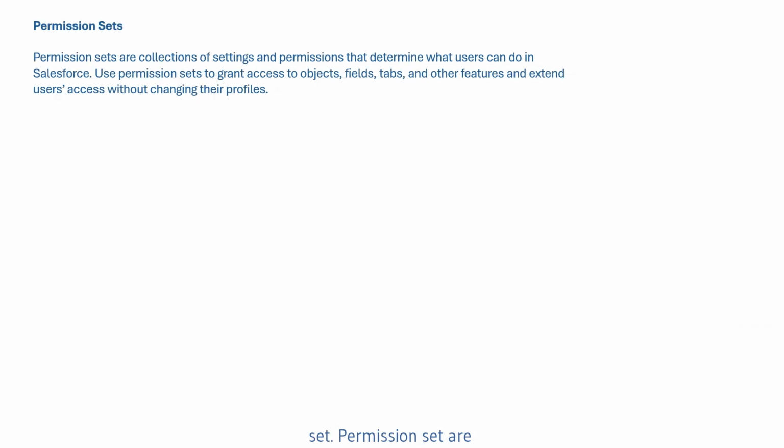Permission set. Permission sets are similar to profiles, because they also provide access to objects, fields, and apps. Whatever access the profile is providing, you can also set up with a permission set. But a user can have only one profile, and if we need to provide additional access to that user, then we can create a permission set. The permission set provides access to objects, fields, tabs, and other features, extending user access without changing their profile.